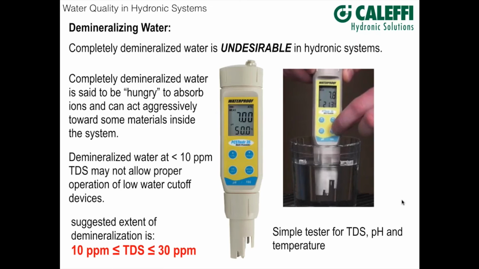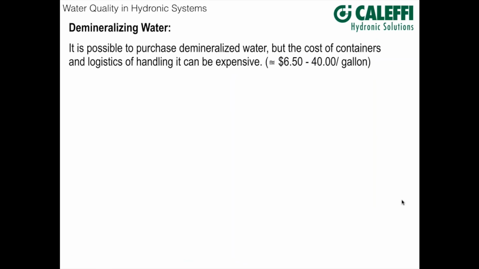And there's an easy way to do that. There's inexpensive meters on the market that can be used. This is an example of one. This can give you a readout for total dissolved solids. It can give you the pH of the material, and it can also give you the temperature. And this is certainly less than $100, probably in a range of $50 or $60.